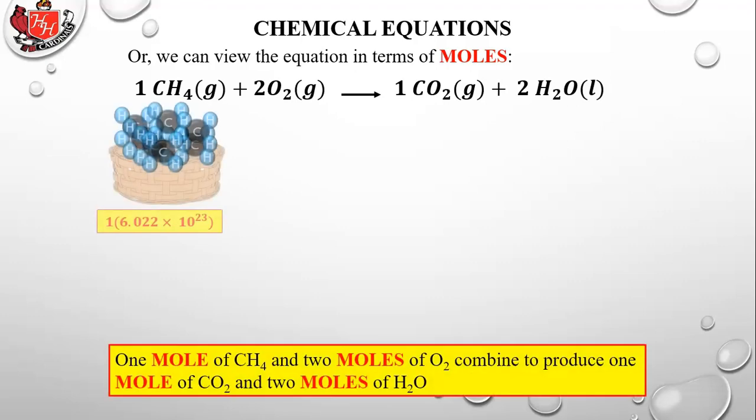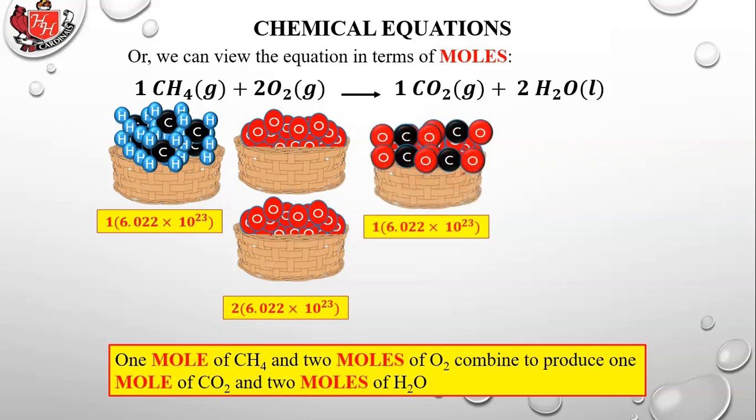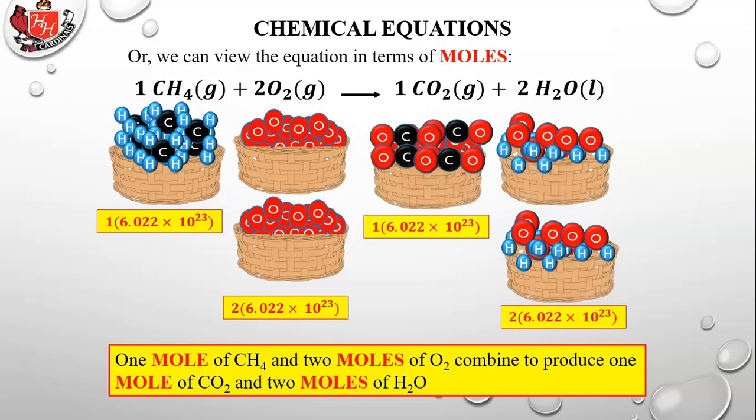So we can say that 1 mole of CH4, so there's a big basket, that's 6.022 times 10 to the 23rd molecules of CH4, makes 1 mole. And 2 moles of O2, so again it's 2 times 6.022 times 10 to the 23rd, is going to produce 1 mole of CO2 and 2 moles of H2O. So we'd rather think of it in those terms where we have a big bundle of molecules that we can actually see and weigh.